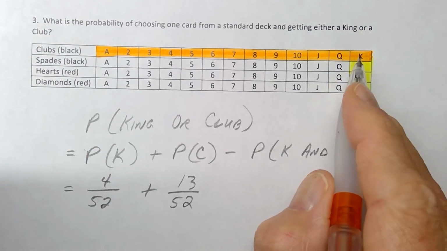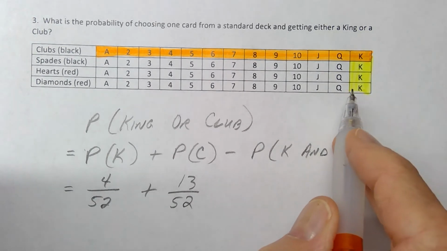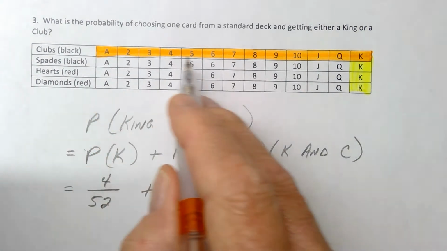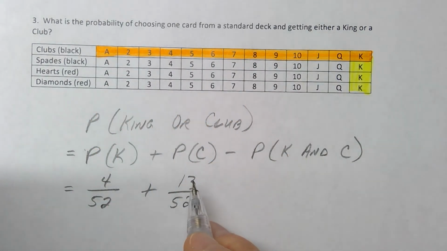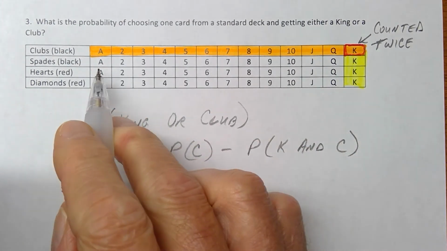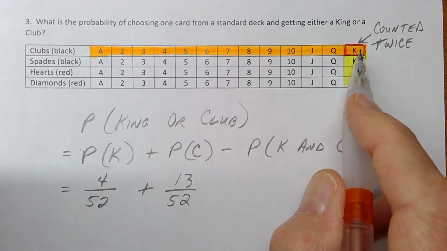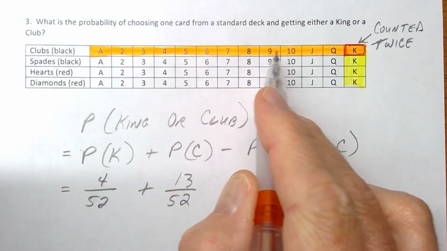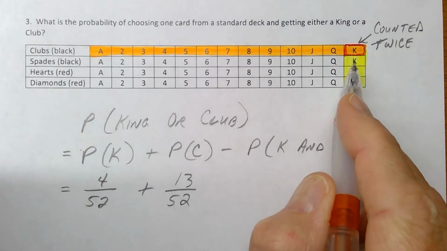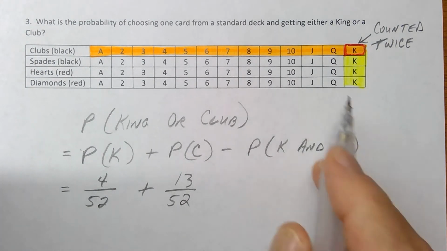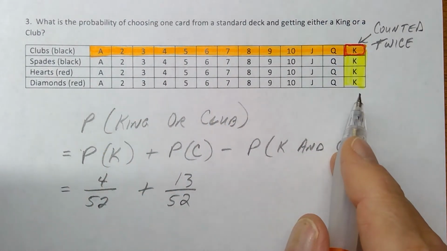But wait a minute. See this guy right here? We counted him twice. We counted him as a king. He's one of our 4. And then we counted him as a club. He's one of our 13. We counted this guy twice. Okay, that's no good. We can't count him twice because we win if we draw a club or a king. Let's just count those. 1, 2, 3, 4, 5, 6, 7, 8, 9, 10, 11, 12, 13, 14, 15, 16. There's 16 cards that will win. All right? There's 16 cards out of 52 that will win.